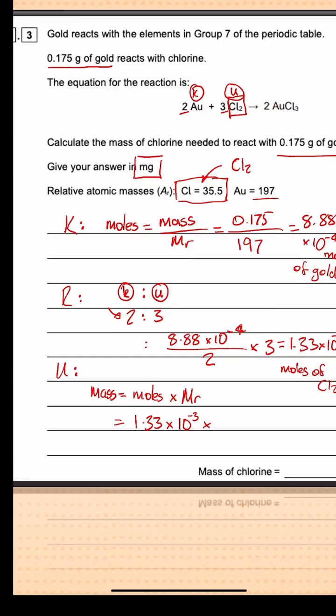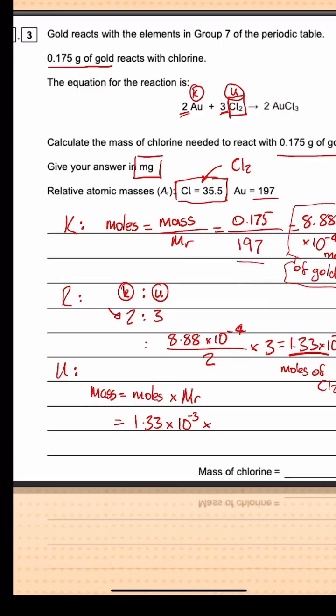So let me recap. We found out the known. We did moles is equal to mass over Mr. So we got 0.175 divided by 197, that was the Mr of gold. That gave us 8.88 times 10 to the minus 4 moles. Then we did a ratio of 2 to 3, which we worked out by looking at the equation. When it's 2 to 3, you divide by 2 times by 3. If it was 3 to 2, you divide by 3 times by 2. But because it's 2 to 3, we divide by 2 times by 3. That gives us 1.33 times 10 to the minus 3.